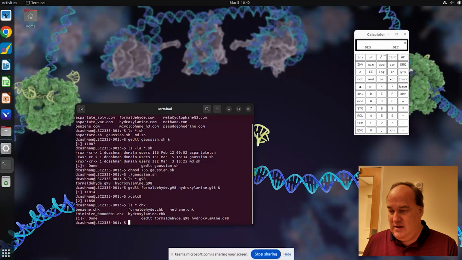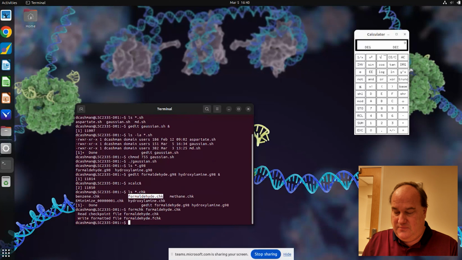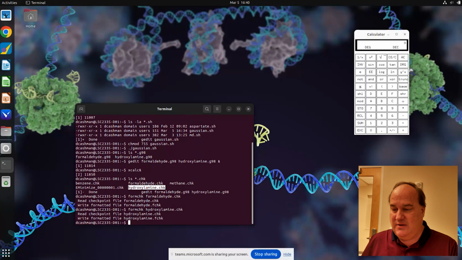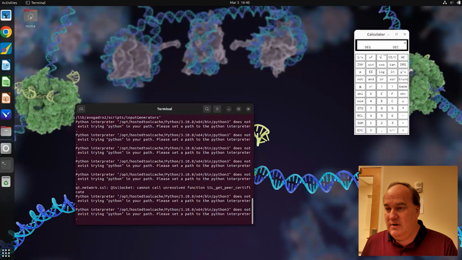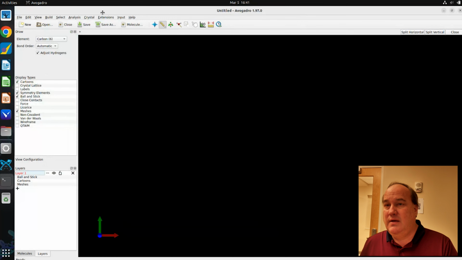Then what we want to do is look at our checkpoint files. Avogadro is going to read a formatted checkpoint file, so that's an fcheck file. So what I need to do is run the formcheck command to convert that to an fcheck file for both of these. And so we'll do that. Now I've got an fcheck file.